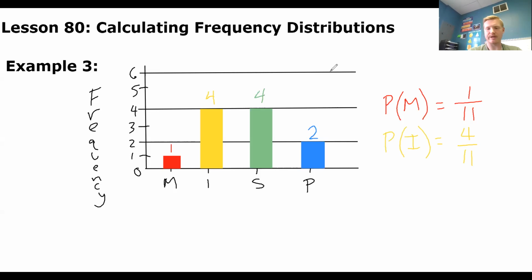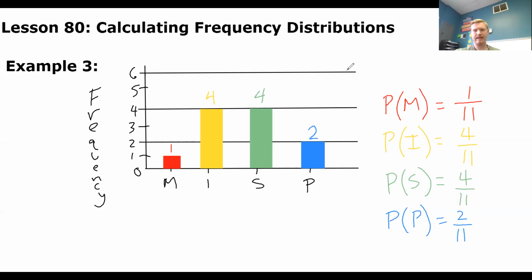Now, my probability of getting an S, so P of S, we have 4 out of 11 again. Now my probability of getting a P is 2 out of 11. And that's it.